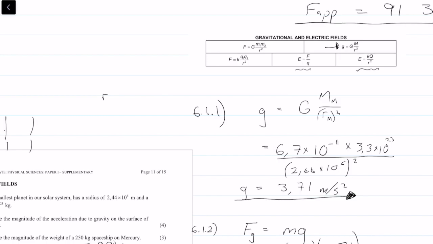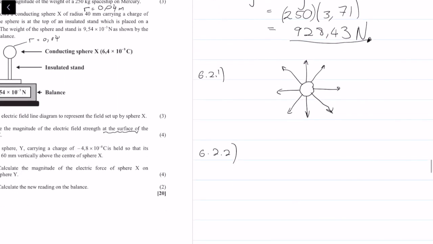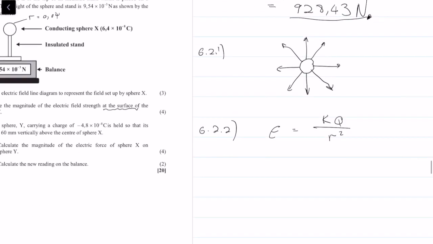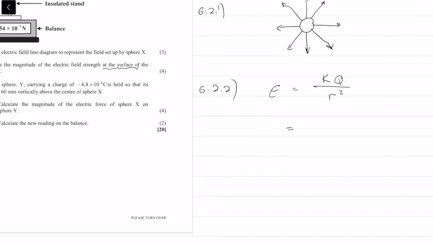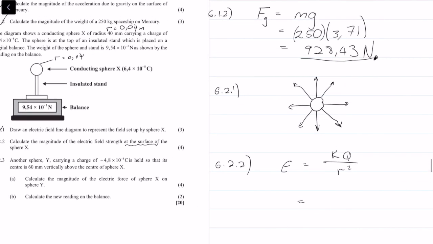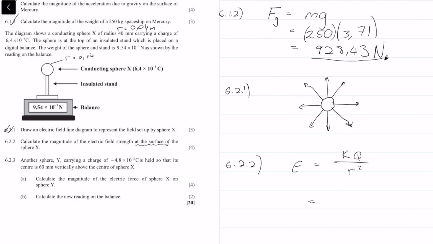So which equation are we going to use? We don't really know the value of F, so we're going to use this equation right here. E is equal to KQ over R squared. So the electric field strength is equal to KQ over R squared. And K, just like this G here, K is a constant, and it is found on the formula sheet. So we know everything, if I'm correct. Yeah, everything is known, so we can start substituting values in.